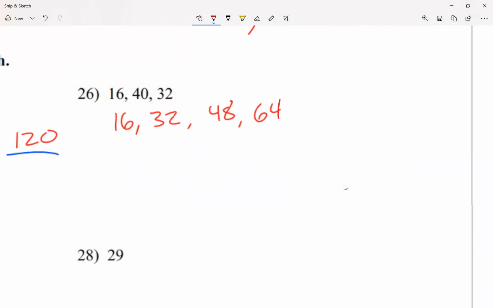64, 80. Let's go a little bit more. In this case, 96, 112, 128, and let's see, 144. Well, hopefully that's enough. I might need to make my list bigger. I'm not sure. Let's take a look at some multiples of 40.